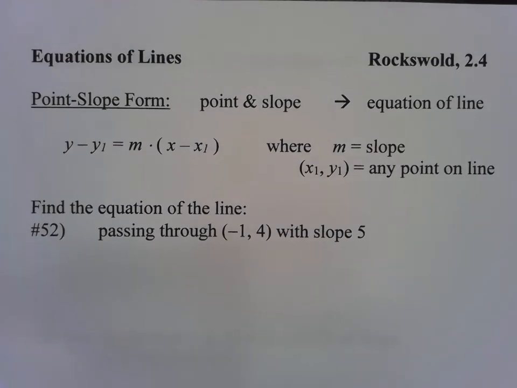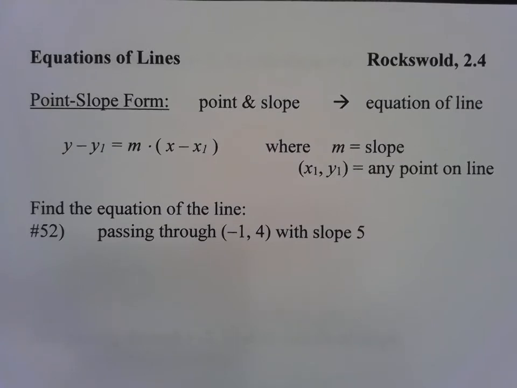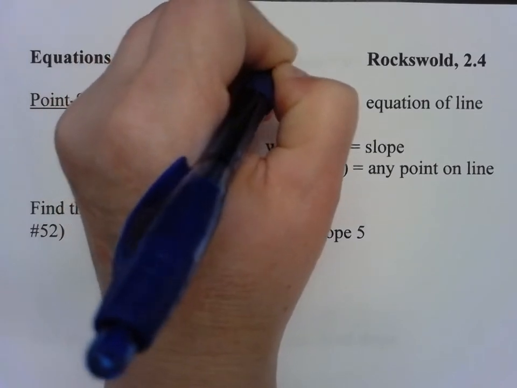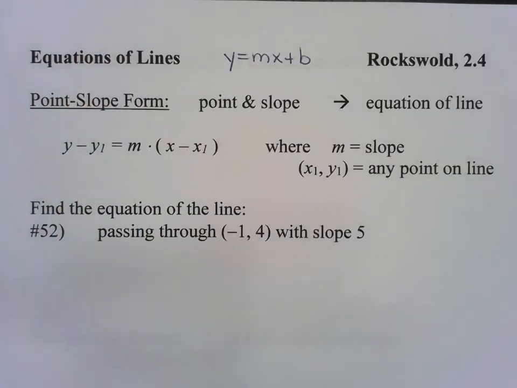Welcome back. In this video, we're going to talk about equations of lines. We've already talked about the slope-intercept form. Let me pencil that in. That's the y equals mx plus b format in the previous video. Today, we're going to add the point-slope form, and we're going to talk about how to create an equation of a line.